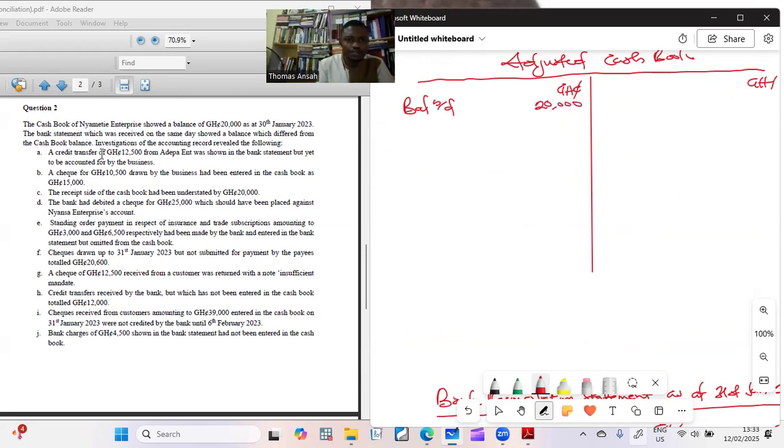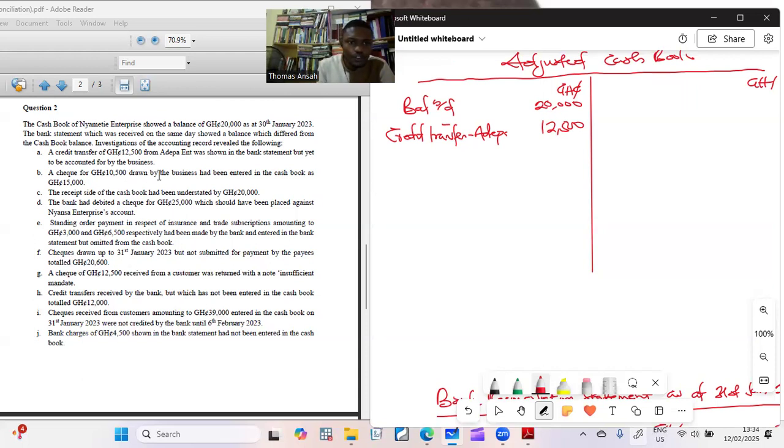And it didn't balance because of these issues. A credit transfer of 12,500 from Adepa was shown on the bank statement, but yet to be accounted for by the business. So quickly, credit transfer by Adepa, 12,500. Simple. You know this from the first video, so it's straightforward.